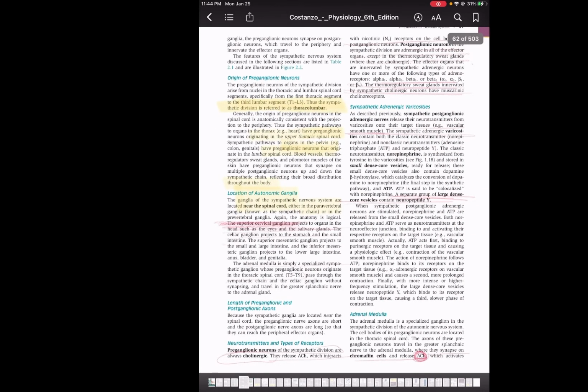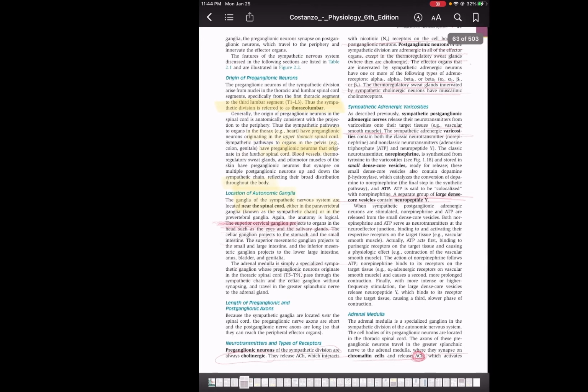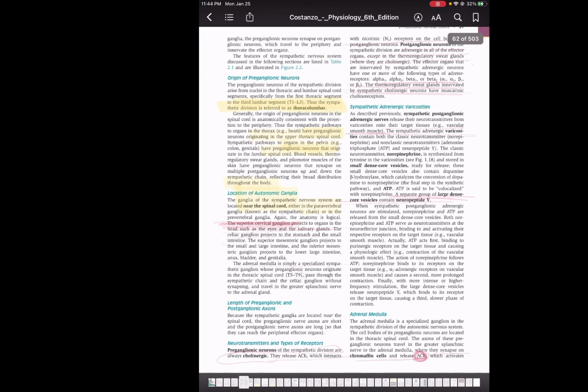Then we come to this page, which speaks about the origin of preganglionic neurons, that is thoracolumbar, as we have read already, from T1 to L3. Then they have shown examples here. For example, for the heart, the preganglionic neurons originate in the upper thoracic spinal cord. And in the pelvis, they originate in the lumbar spinal cord. Then the location of autonomic ganglia.